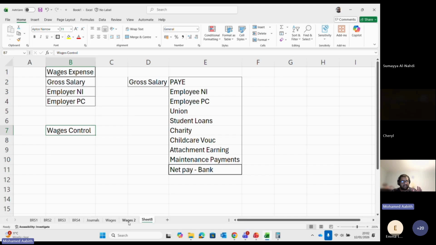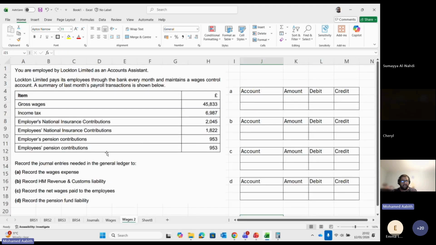So let's say here there is an example question. How are we going to do that one? And let's see how that works. Okay. So here you're employed by Lockton Limited as an accounts assistant. Lockton Limited pays its employees through the bank every month and maintains a wages control account. The summary of the last month payroll is shown below. So what would they ask you to do? You have to record the wages expense. And what is your HMRC liability? The net wages paid to the employees and the pension fund liabilities here.